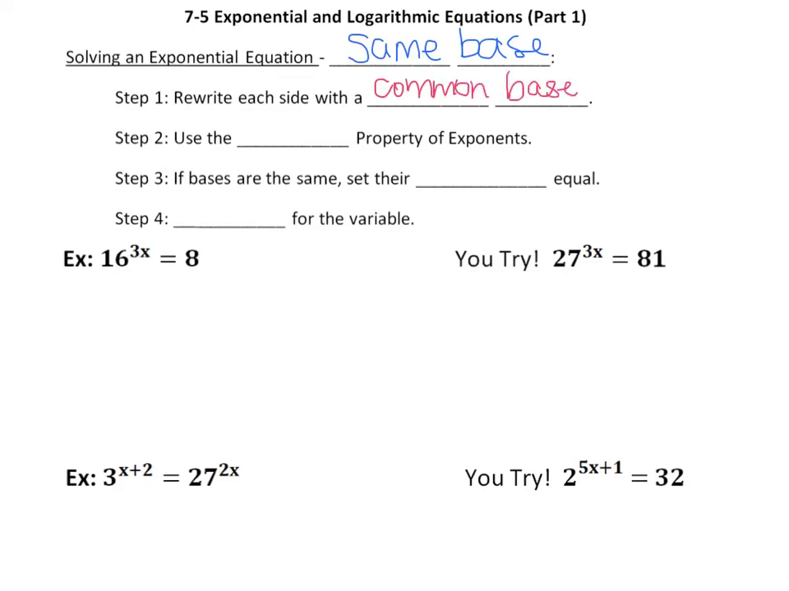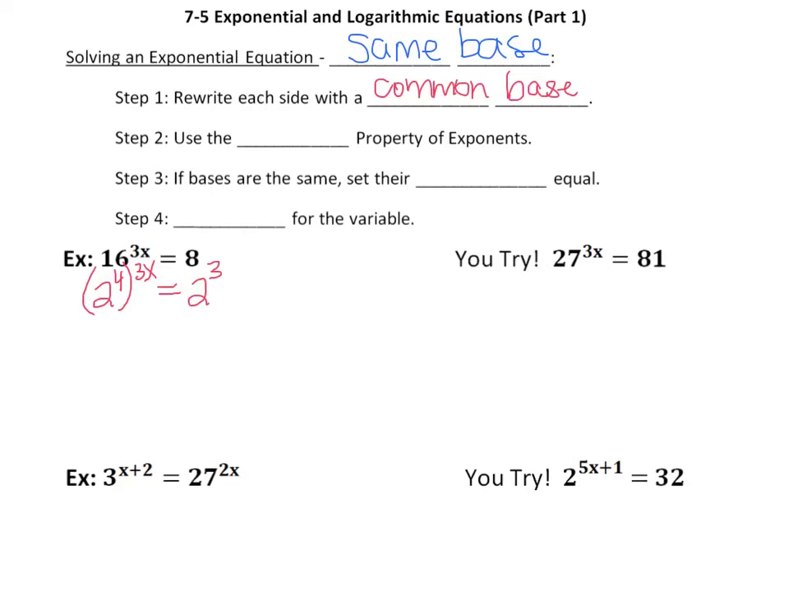So I know 16 is really 2 to the power of 4. So I can rewrite it like that. And I'm going to bring down the exponent of 3x. Also, I know 8 is really 2 to the power of 3. So now I do have a common base.